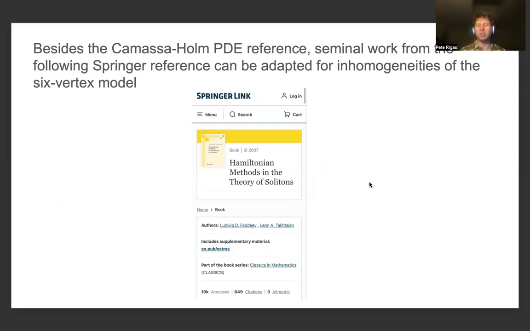So, like we have been mentioning, as part of our very brief review before we dive more into the 3-dimensional case, the Faddeev and Takhtajan seminal reference for the Hamiltonian methods and the theory of solitons is very much an invitation, and very encouraging, to look to see where these types of results can be adapted in higher dimensions, in the 3-dimensional case.